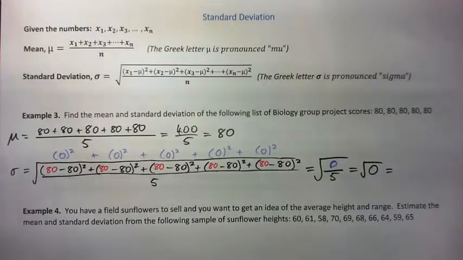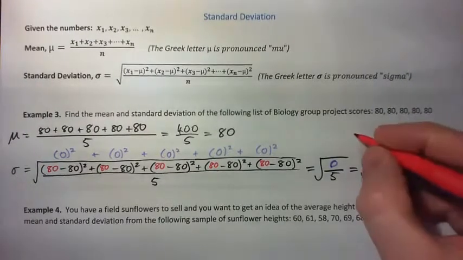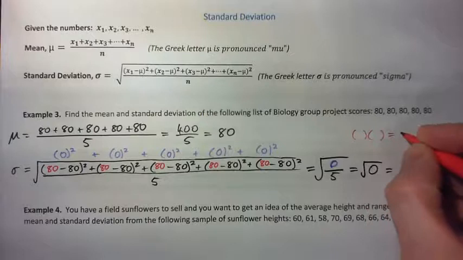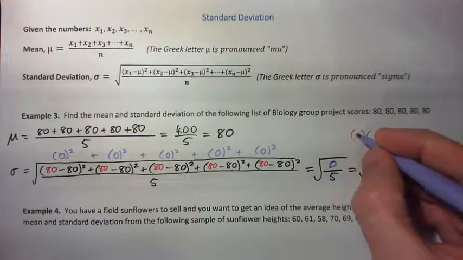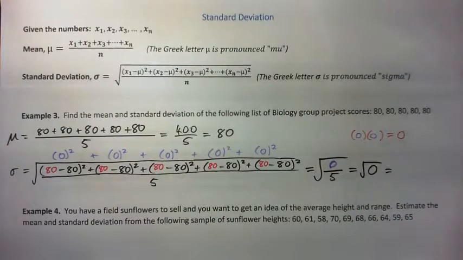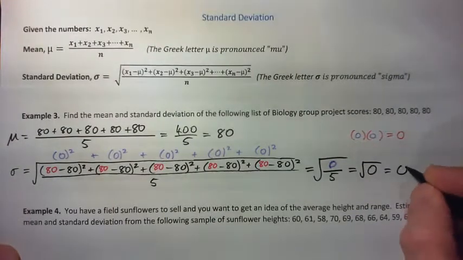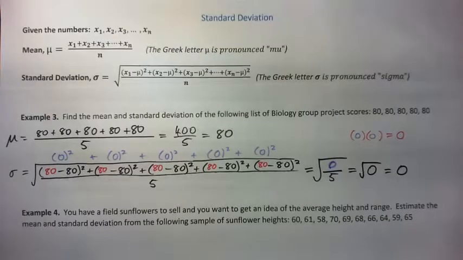In other words, what number times itself will give us 0? What times itself gives 0? Well, 0 times 0 equals 0. So square root of 0 is 0. So no surprise here.